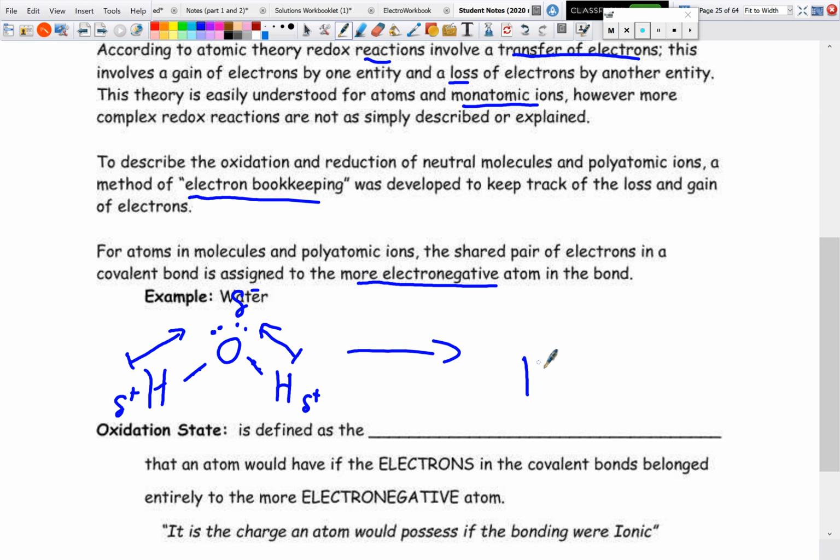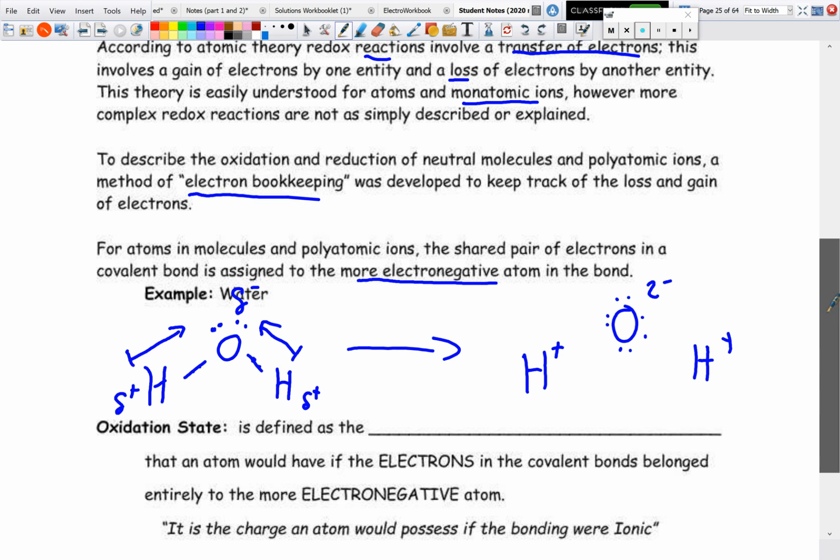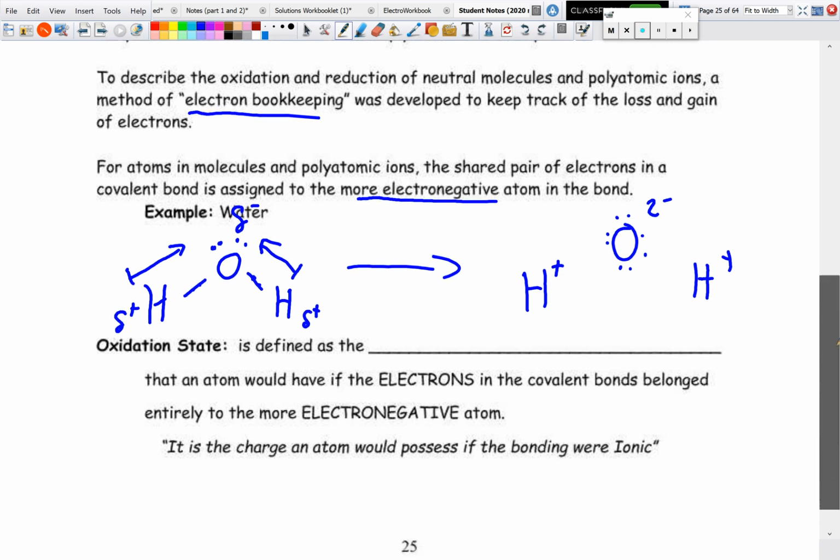So what we're left with is hydrogen, oxygen, and hydrogen, just like this. So this is where we imagine that this is how water looks. There's no bonds, you're just attracted to each other, but oxygen gets that full 2- charge because it's taking the electrons, and the hydrogens lose them. So of course we know this doesn't actually happen, but this is where oxidation states are just theoretical.